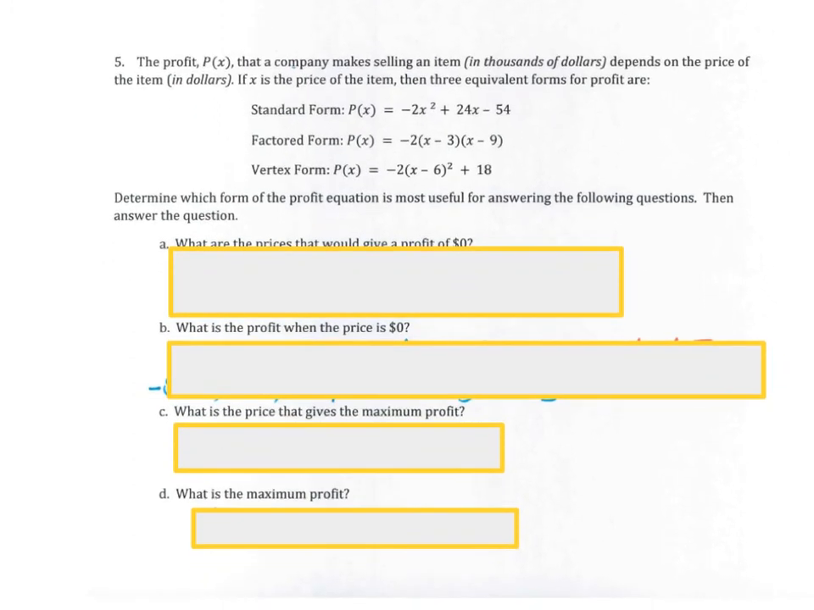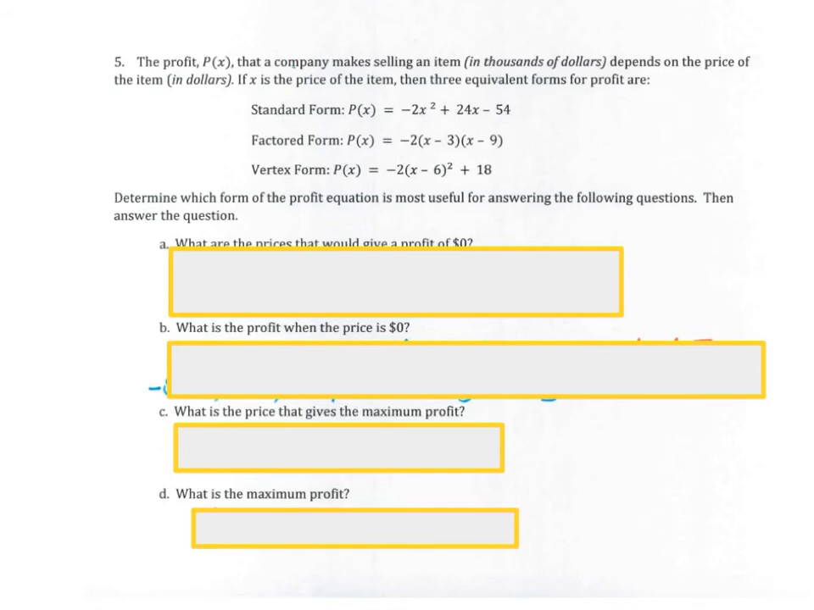All right, let's carry on. So number 5 says the profit that a company makes selling an item in thousands of dollars, so they're telling us our units, depends on the price of an item. All right, if you charge more money, you're going to make more profit. I would assume if you charge too much, people might not want to buy it, so maybe profit could drop. So here we're given 3 different forms of the same function. All right, so these functions are all the exact same. You'll notice they all have the exact same A value, so that's going to hold true throughout. And we're asked a few questions.